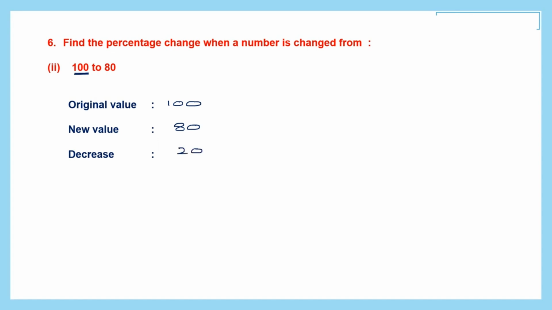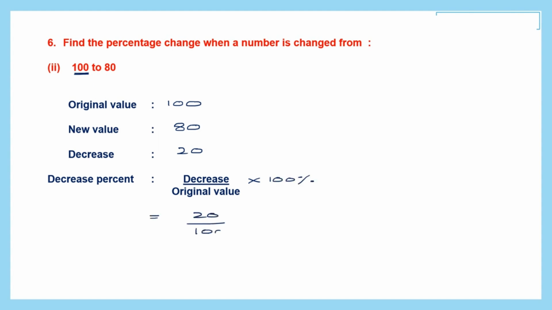So now that we have found the decrease, we can find the decrease percent by saying decrease percent is decrease by the original value into 100%. So what is the decrease? The decrease is 20. The original value is 100, and now we multiply it by 100%. So here we can cancel this 100 and this 100. So what is left is only 20. So here we have 20%. This is our answer, and this is the decrease percent. You need to make that clear, because in the question it's only said percentage change. So you need to say this is the decrease percent, that is 20%.